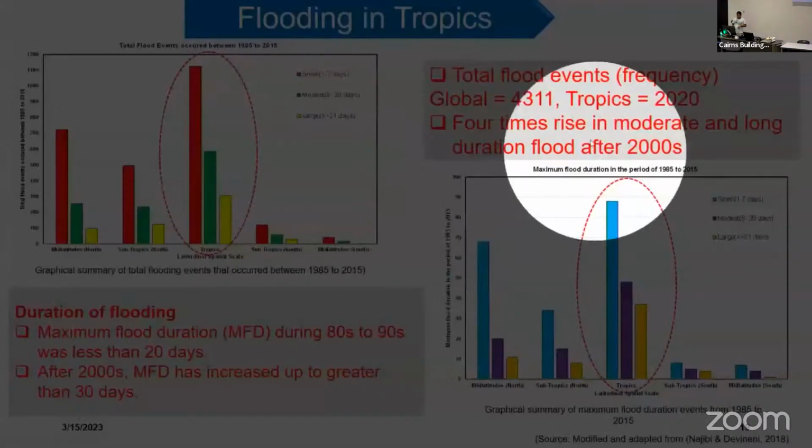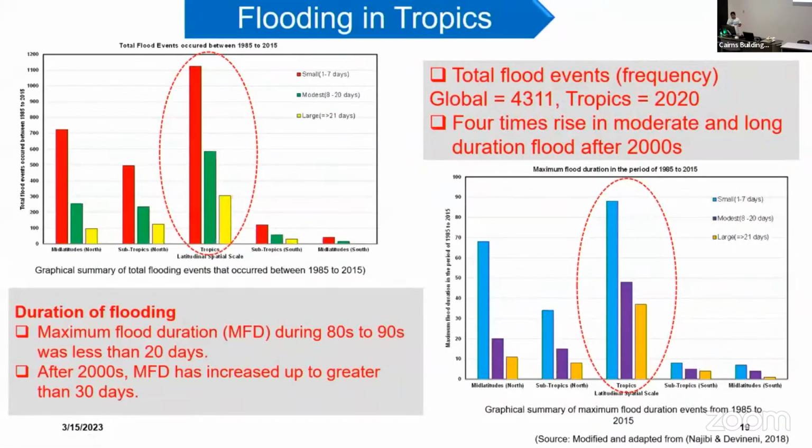When I talk about flooding in the tropics, the numbers are quite scary, but at the moment we are definitely experiencing this day on day. Since 1985 to 2015, at the global scale there were more than 4,000 flooding events, and half of them were concentrated in the tropical region. After 2000, flooding in the tropical region has increased by 4 times. That's the number you have to think about: what if this ratio continues in the future? Then we have to rethink our urban planning and our flood mitigation measures.